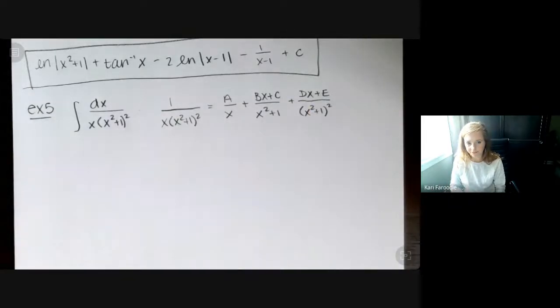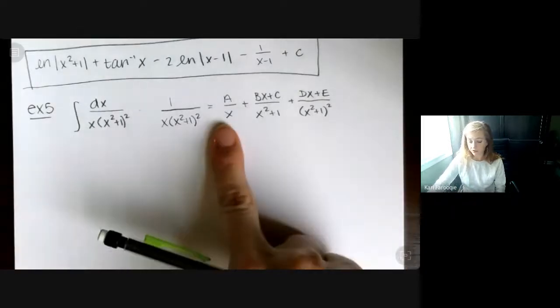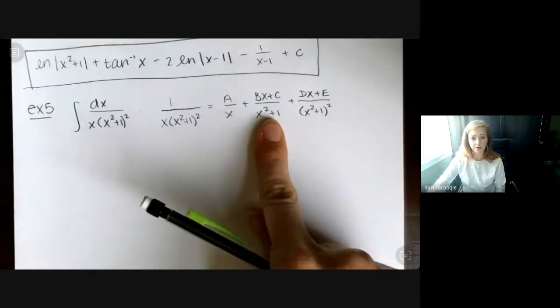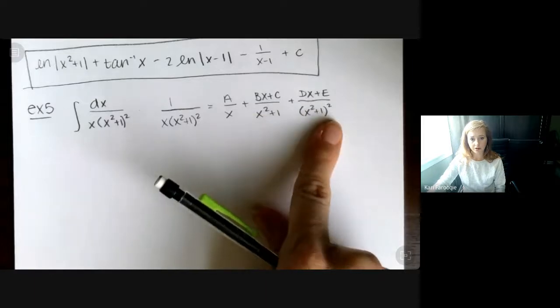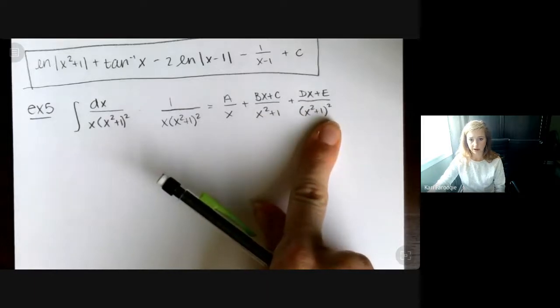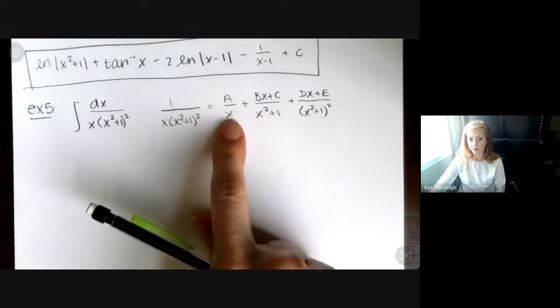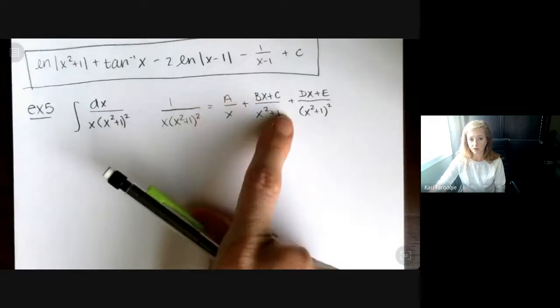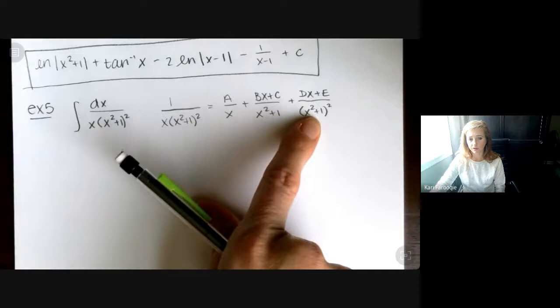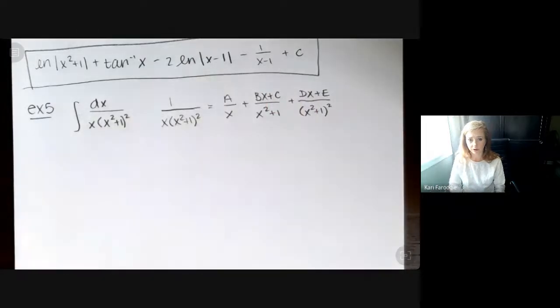But you know, these are just variables we don't usually work with. So just watch out for that. Okay, so this is the setup. Here's your linear factor, one factor of the quadratic, your repeated quadratic factor. Your linear denominator gets a constant numerator, your quadratic denominators get linear numerators. So there's a lot going on again here. Let's go ahead and set this up.